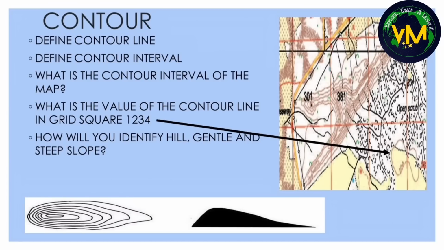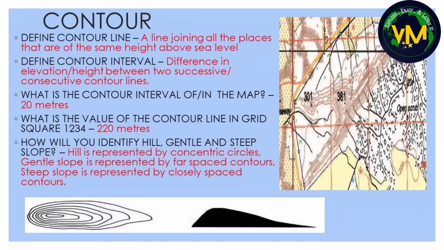Contour height is also from sea level. In contour, these are some important questions you need to know. Those who know the answer, write it and then check your answer. Others, please follow with me. So define contour line. A line joining all the places that are of the same height above sea level. And contour interval. Contour interval is actually the difference in elevation or the difference in height between two successive or two consecutive contour lines, that is one next to the other.